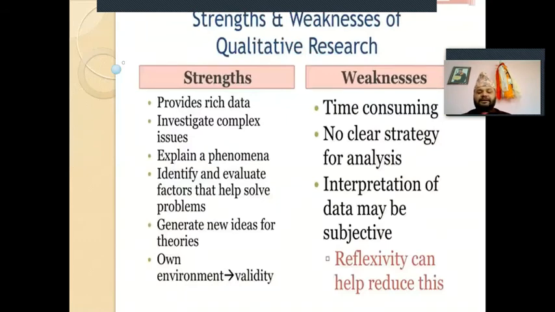Strength and weakness, it's very easy, right? We need really long information, huge information. That's why it is time consuming. No clear strategy, because strategy can be changed based upon the situation or the context, right? Interpretation of data may be subjective. Yes, it is subjective in nature, but it shouldn't be biased, because subjectivity may ensure more biasness, right? Twisting a word makes really huge sense, right?